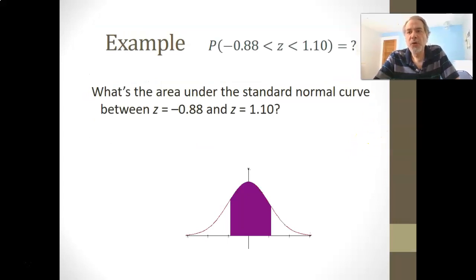So we're going to do this example. What is the area under the standard normal curve between where Z is negative 0.88 and where Z is positive 1.10? That is the probability of Z being between those two numbers.